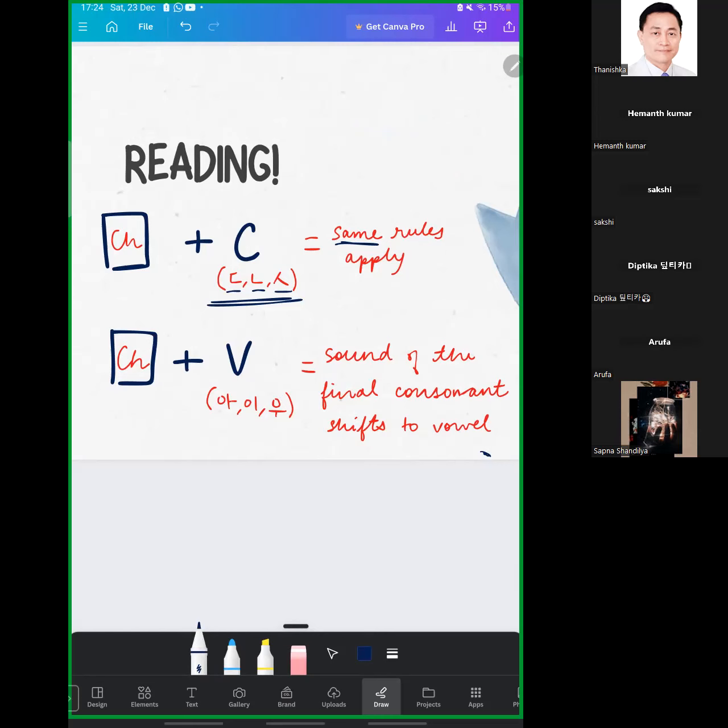And let's say, who else do we have? Tanishka, Sakshi, Deeptika. Now, how would you read this separately, just like this? And then if you add this, anta. Anta, very good.